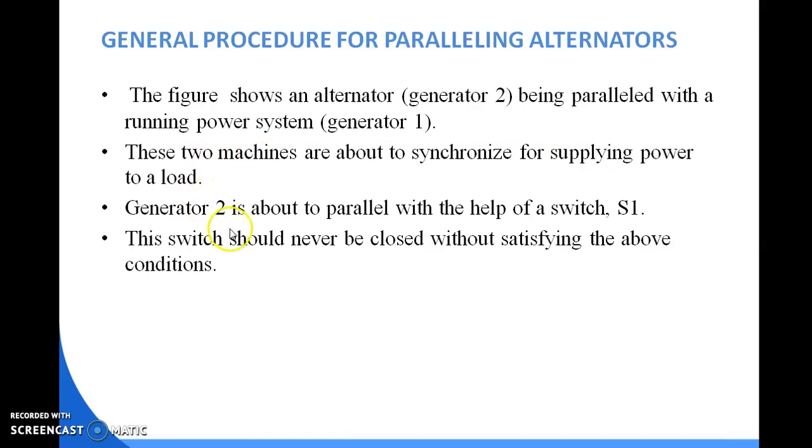Now, generator 2 is about to parallel with the help of switch S1. This switch should never be closed without satisfying the above conditions. If the conditions of the parallel operation are not satisfied, this switch cannot be closed. The machines hence cannot be connected to the running machine.